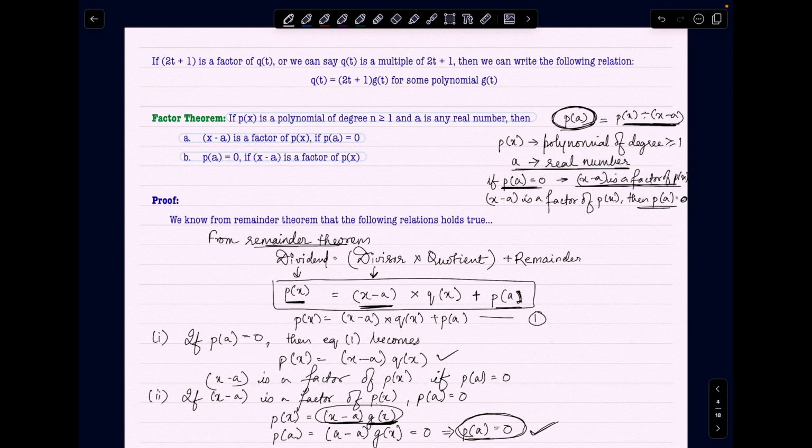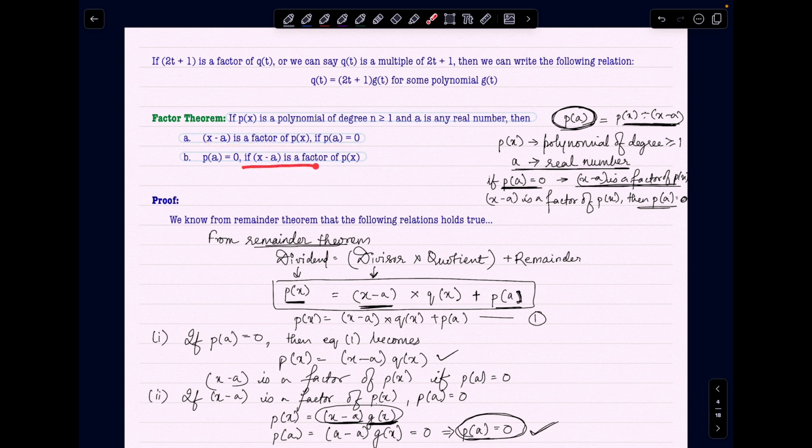Again I am going to repeat it. See, in factor theorem, if we take a polynomial of degree n minus 1 and a is any real number, we are taking a polynomial px and a real number. It is saying that if P of a equals 0, then we can say that x minus a is a factor of what? P of x. If P of a equals 0, x minus a is a factor of px.